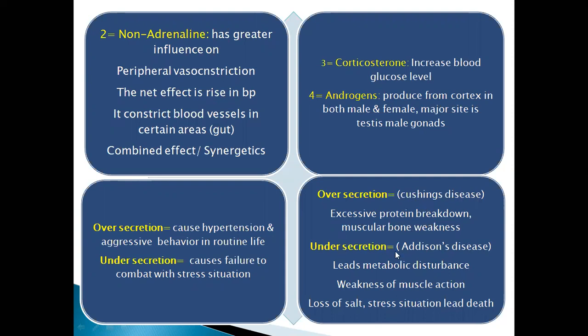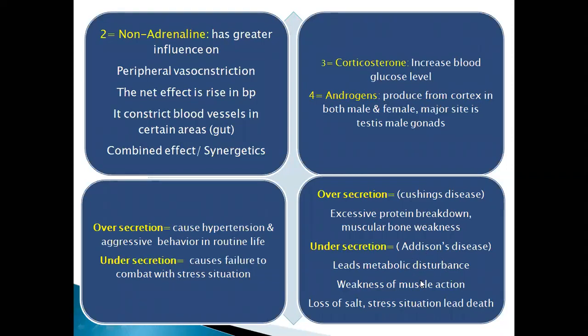And undersecretion causes Addison's disease, and its symptoms are metabolic disturbance, weakness of muscle action, loss of salt, and stress situation. As you know, these hormones were controlling the sodium ions in the body and don't let them go out through the tubules. So if undersecretion of this hormone takes place, there is loss of salt and a stress situation. Weakness of muscle action will take place, and obviously metabolic disturbance. So these are Addison's disease and Cushing disease. Need to remember the oversecretion and undersecretion causing different diseases here.